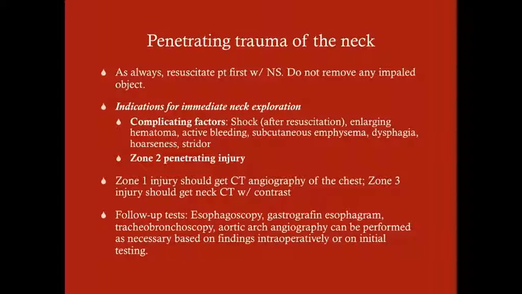So these could include esophagoscopy or gastrografin esophagram, because remember, gastrografin, because if you have a perforation, you don't want barium getting out. That would be done for esophageal problems. Tracheobronchoscopy can be done for problems of the airway. Aortic arch angiography can be done. So there's lots of different things that you can do.